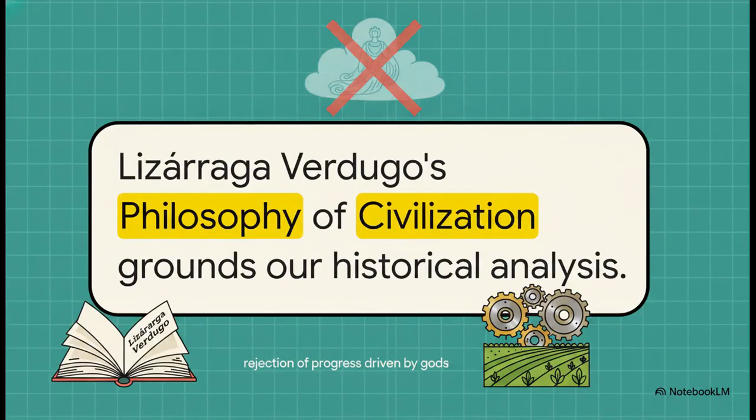So, our primary source material today is Raymundo Lizárraga Verdugo's work. What Lizárraga Verdugo has done so meticulously is compile exactly how Marx and Engels viewed non-European societies. He shows us that, for these two philosophers, human progress absolutely wasn't driven by big ideas or by gods. No, it was driven by the physical, on-the-ground economic realities of how people actually produced what they needed to survive.